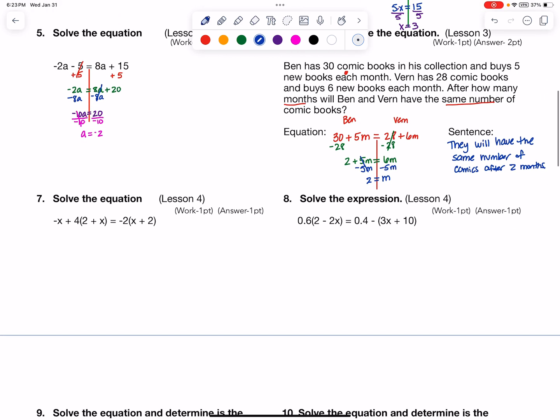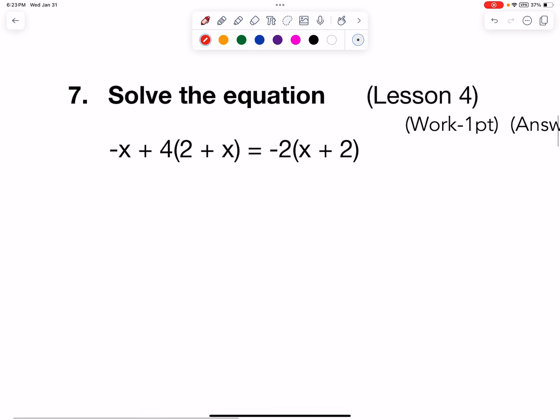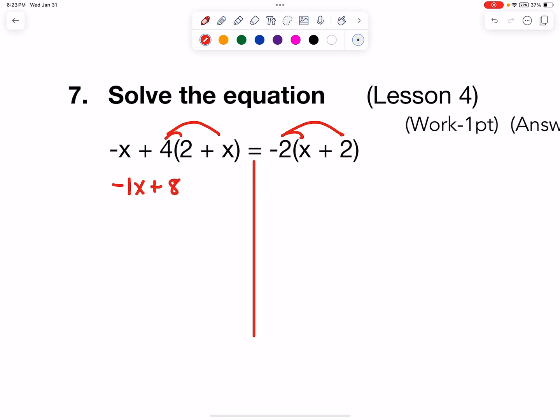All right, let's go on to number 7. This is lesson 4, which is distributing and combining like terms. Okay, so with variables on both sides. So let's go ahead and do our distributing arcs here and get this distributed. I like to put a negative 1x when I don't see the coefficient. And then we have 4 times 2 is 8 plus 4x equals negative 2x. And then negative 2 times 2 is 4, but negative 4. So we're just writing minus 4.